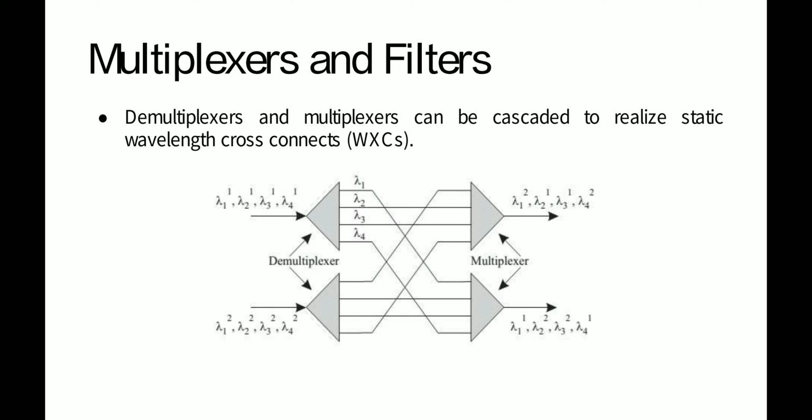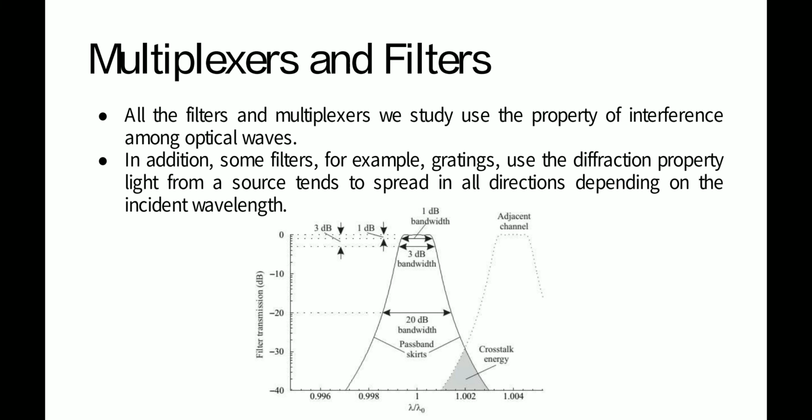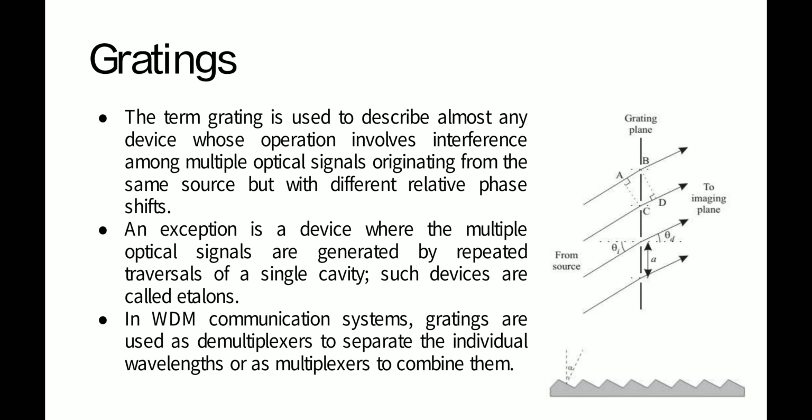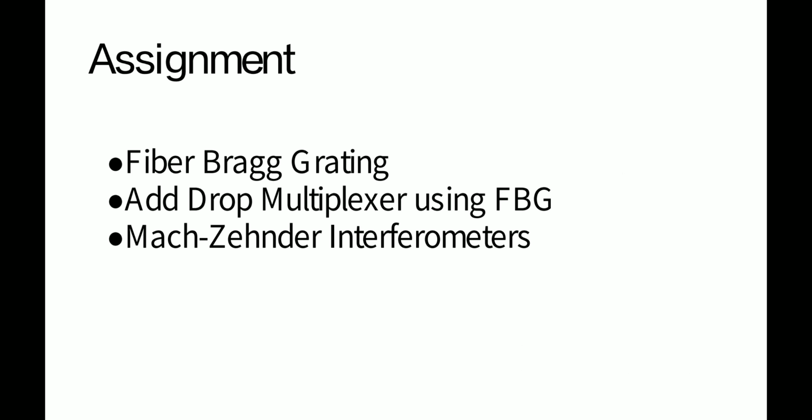So this is the diagram of multiplexer and demultiplexers. It can be cascaded to realize static wavelength cross connects. So when we connect them together, we can have a cross connect, like a switching device. Again, we will not go into a deeper part. Also, gratings are not in our syllabus, so I'm skipping that.